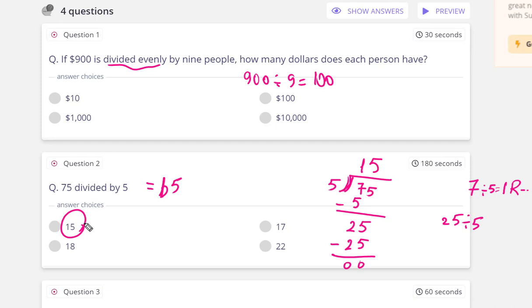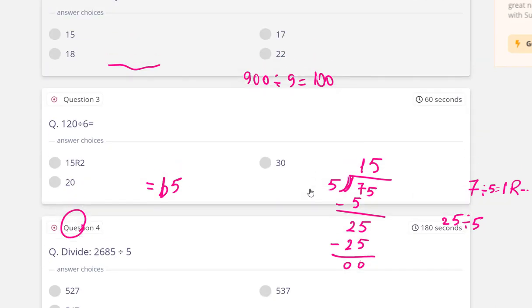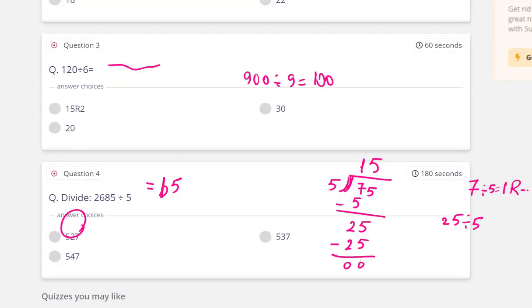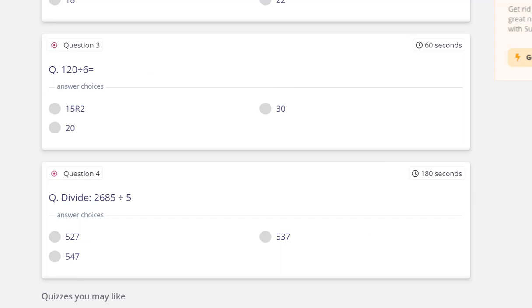Guys, finish writing quickly. I will move down to the next question. Is there anyone writing? Okay, I will erase this. And now we are solving question number 3.